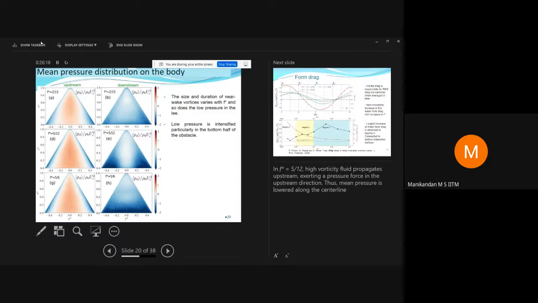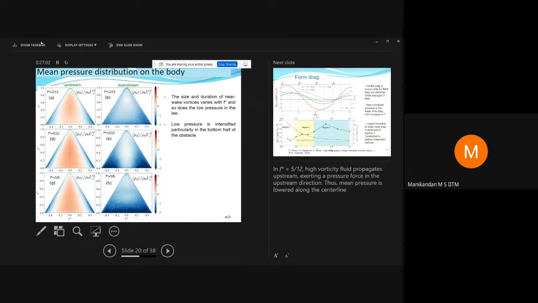And now I'll talk very briefly about form drag. What we find is that the low pressure is intensified, particularly in the bottom half of the hill. So this is a cross section of the hill, and what we're looking at is upstream and downstream. Downstream, you have the coherent vortices, which are low pressure zones. And as you can see, as you go from one regime to another regime, this patch of blue, which is the low pressure region, increases. And so because of that, so does the form drag.